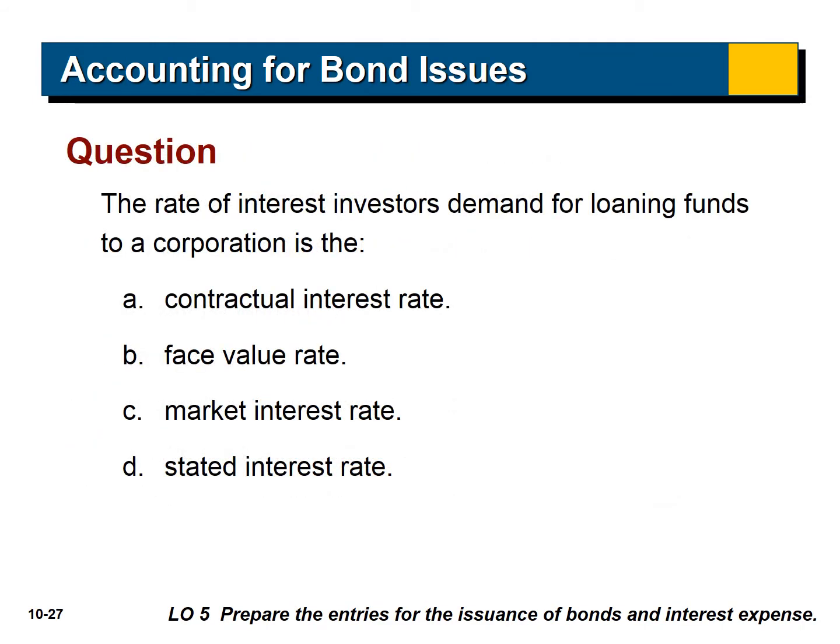The rate of interest investors demand for loaning funds to the corporation is called what? Well, that's called the market interest rate, because the investors are going to demand that a company pays whatever the market pays. They don't care what it lists on the bond itself, they want the market rate.